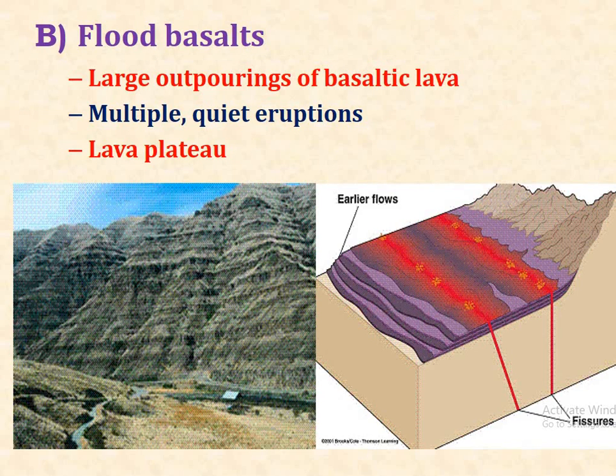The second landform formed by volcanoes is flood basalts. This is a large outpouring of basaltic lava, with multiple and quick eruptions, and this forms a lava plateau like the Deccan Traps in India. They form a huge plateau.